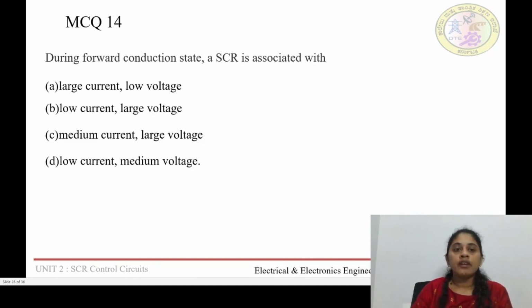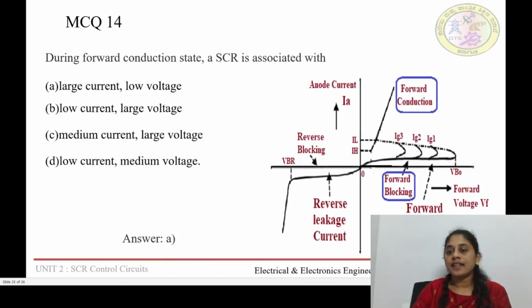We know that in forward conduction state, SCR is in the on state. So in the on state, large current flows through the SCR, right? Yes. So option is the first one, that is large current, low voltage. You can also analyze this in the SCR characteristics graph. You can see here in forward conduction state, in SCR, more anode current will be flowing. So anode current will be very high. At that time, voltage drop across the SCR will be very low. It will be about 1 or 2 volts.